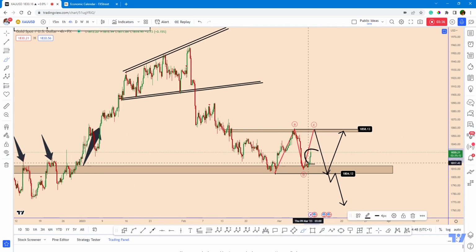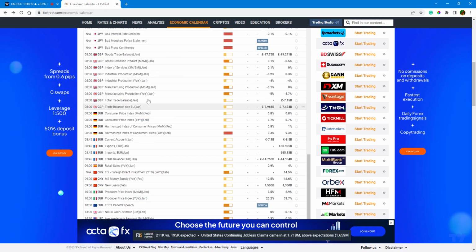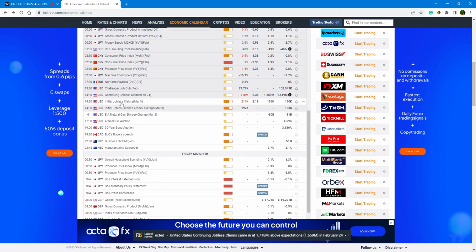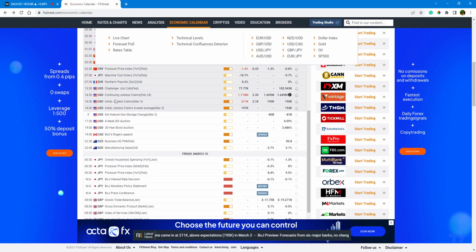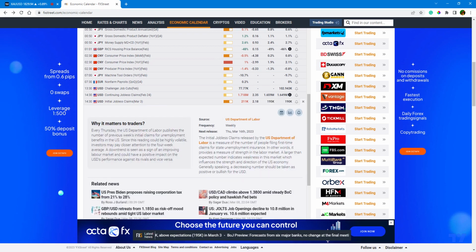The current bullish movement that already happened here had a strong reason. Today we had the initial jobless claims, as you may see, they came higher than expected. The previous week it was 190, it was expected 195, and it came 211k. For all of you that don't know, you can just take a random website for news events and you'll see that this is an important indicator.